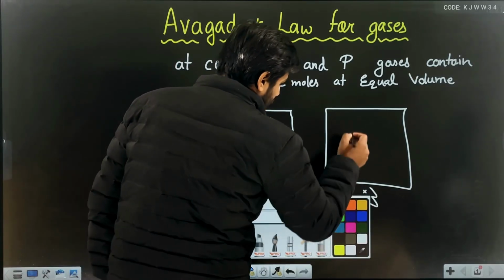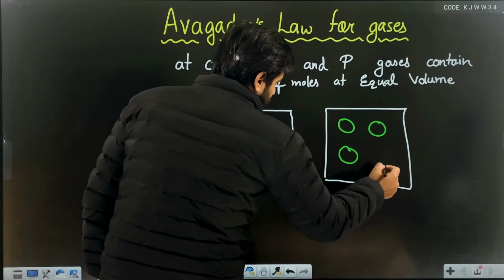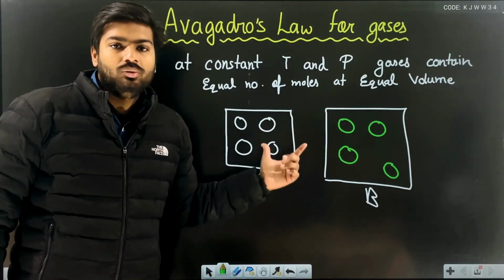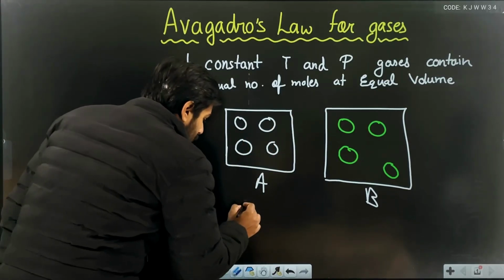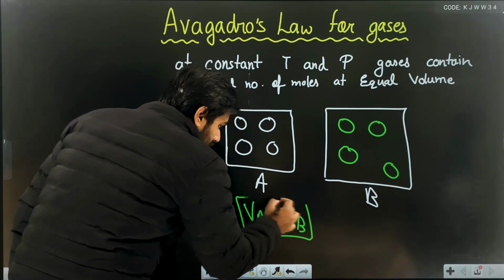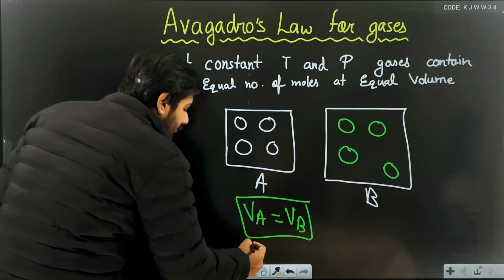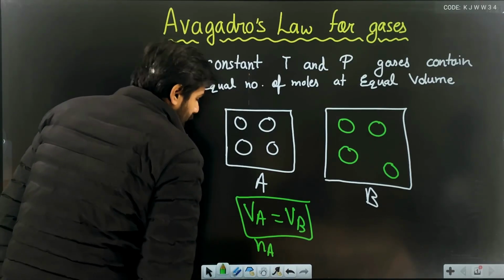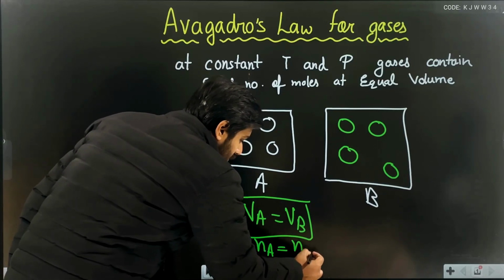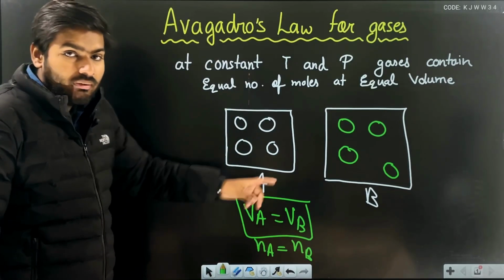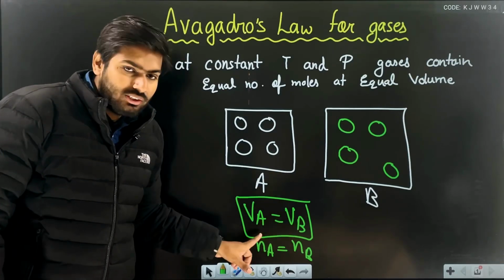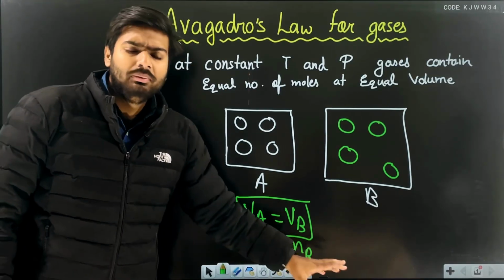This is gas B. If the volumes of the containers are equal, if volume of A is equal to volume of B, therefore the number of moles of gas A will definitely be equal to the number of moles of gas B. You are saying that if volumes are equal, then the number of moles will also be equal.